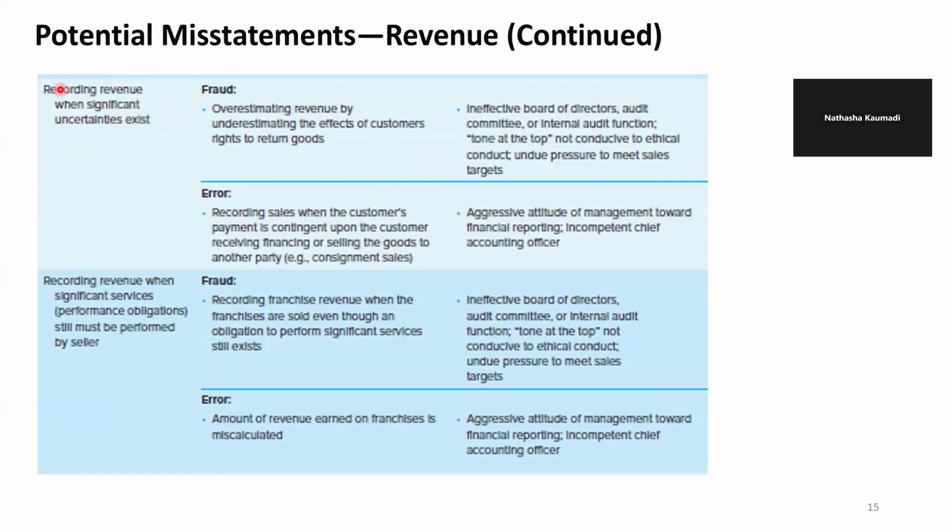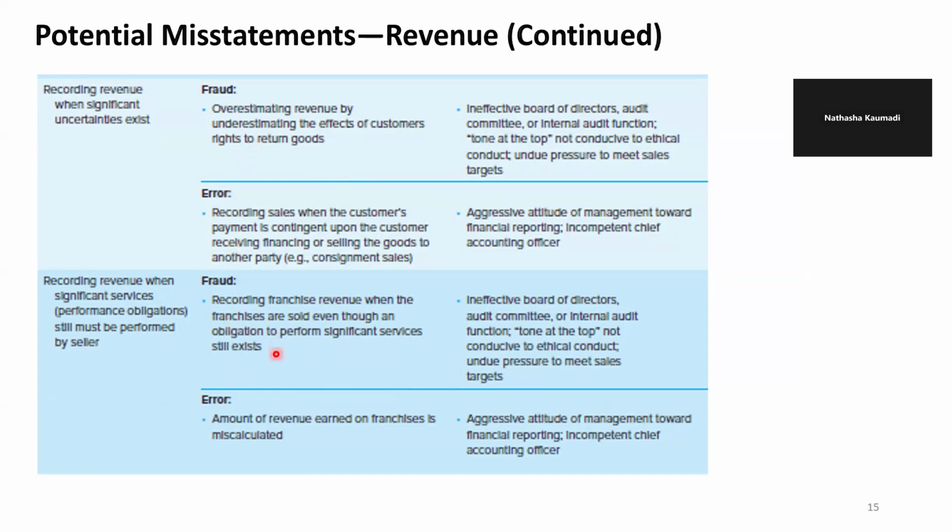Recording revenue when significant uncertainties exist. That means overestimating revenue by underestimating the effects of customers' right to return goods. There's a high possibility that the customer would return the goods, but you have not considered that uncertainty. Recording revenue when significant services still must be performed by the seller. Recording franchise revenue when the franchises are sold, even though an obligation to perform significant services still exists. So based on the performance obligations under SLFRS 15, you have not fulfilled those performance obligations, but you have allocated money and recorded it. Likewise, there can be issues.